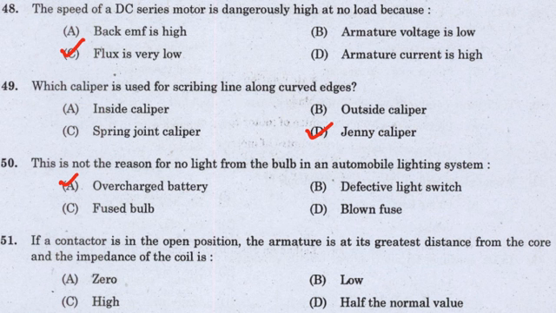നമുക്ക് ക്വസ്റ്റ്യൻസിലേക്ക് കിടക്കാം. If a contactor is in the open position, the armature is at its greatest distance from the core and the impedance of the coil is: low, high, half the normal value. The right answer is option B, low.